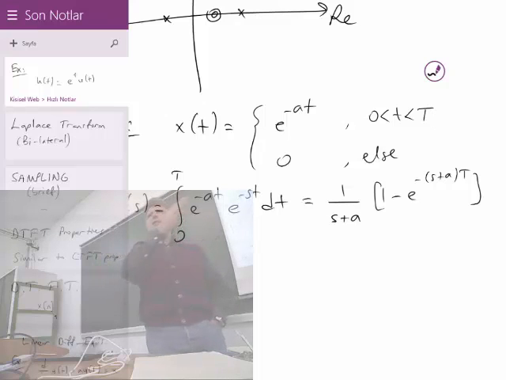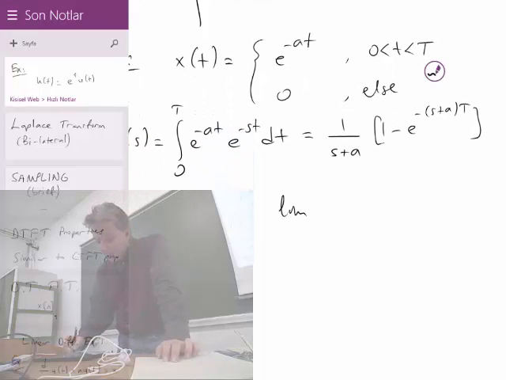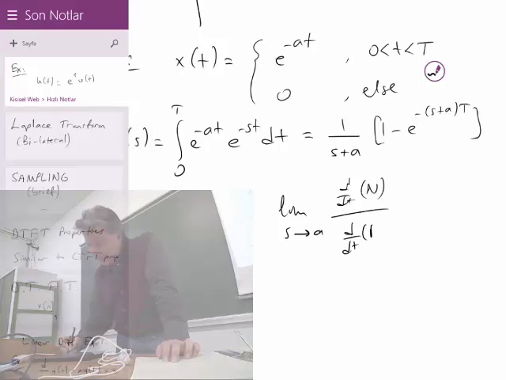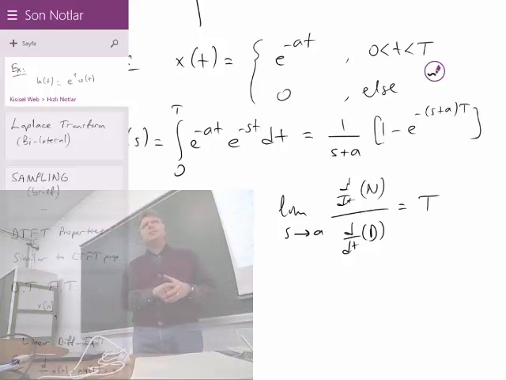You may immediately consult L'Hospital's rule and differentiate with respect to s, to see whether that s equal to minus a is a zero or a pole or nothing. By the way, let's give this whole thing a name, capital A. The derivative of the numerator divided by the derivative of the denominator will be equal to capital T in this case, if you apply L'Hospital's rule, which means that s equal to minus a is not a pole. And it also says that it's not a zero either.